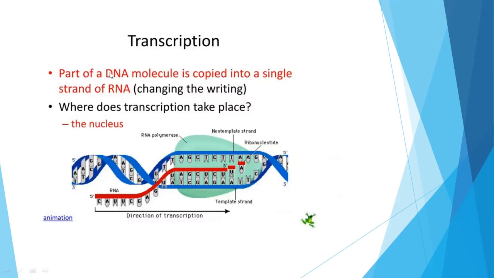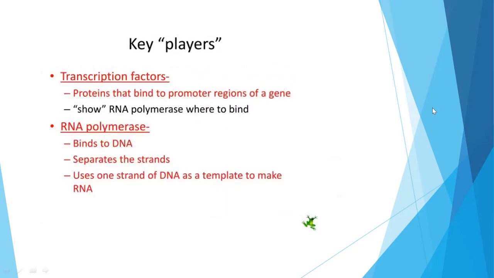Transcription is where a part of the DNA molecule is copied into a single strand of RNA, where we change the writing. And where does it take place? It takes place inside the nucleus of the cell. The transcription factors are proteins that bind to the promoter regions of the gene. They show the RNA polymerase where to bind. Now, what is RNA polymerase? It binds to the DNA, separates the strands, and uses one strand of the DNA as a template to make the RNA.